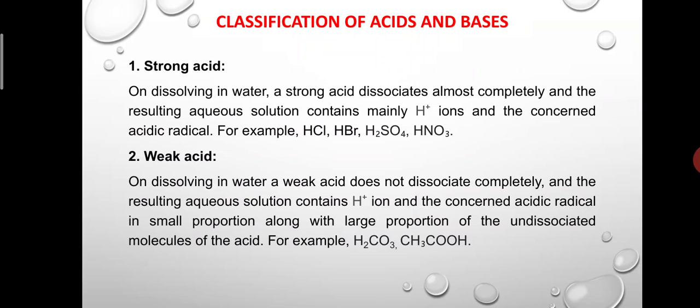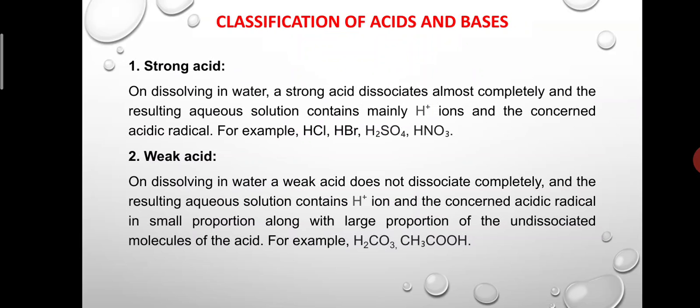Classification of acids and bases. Acids and bases are classified into strong and weak types on the basis of the extent to which they dissociate in their aqueous solutions. First, strong acid. On dissolving in water, a strong acid dissociates almost completely, and the resulting aqueous solution contains mainly H plus ions and the concerned acidic radical. For example, hydrochloric acid, hydrobromic acid, sulfuric acid, nitric acid.